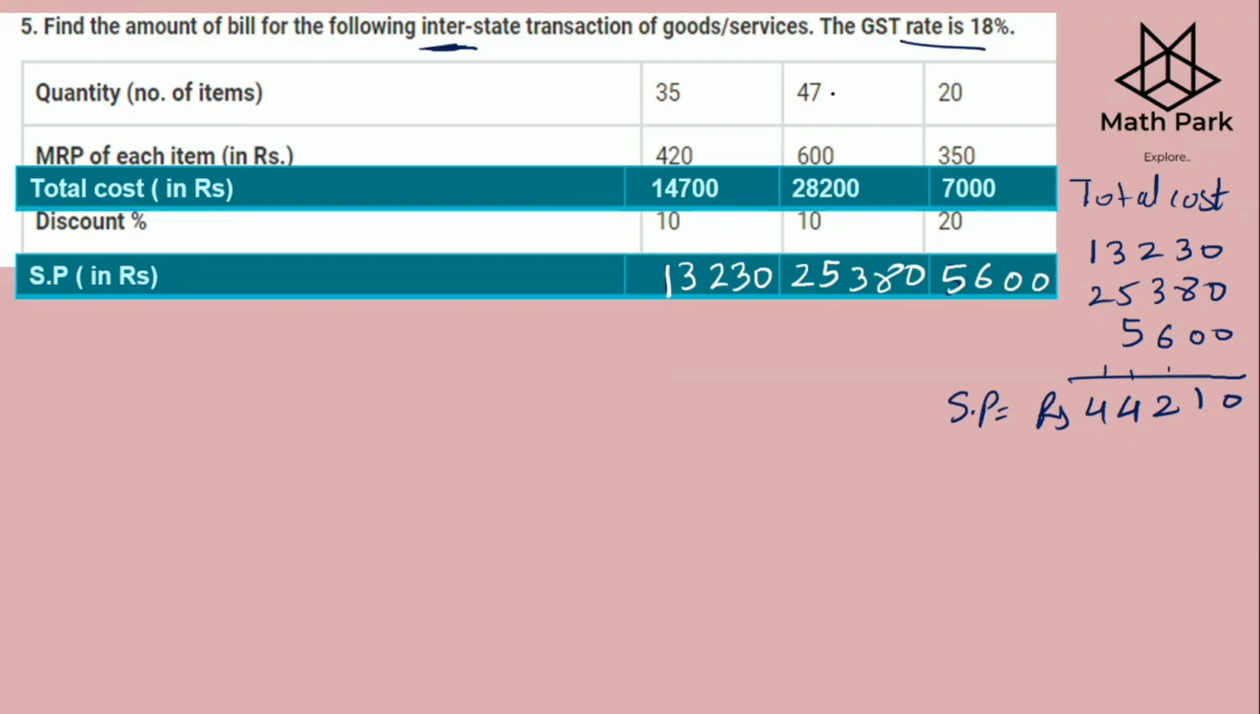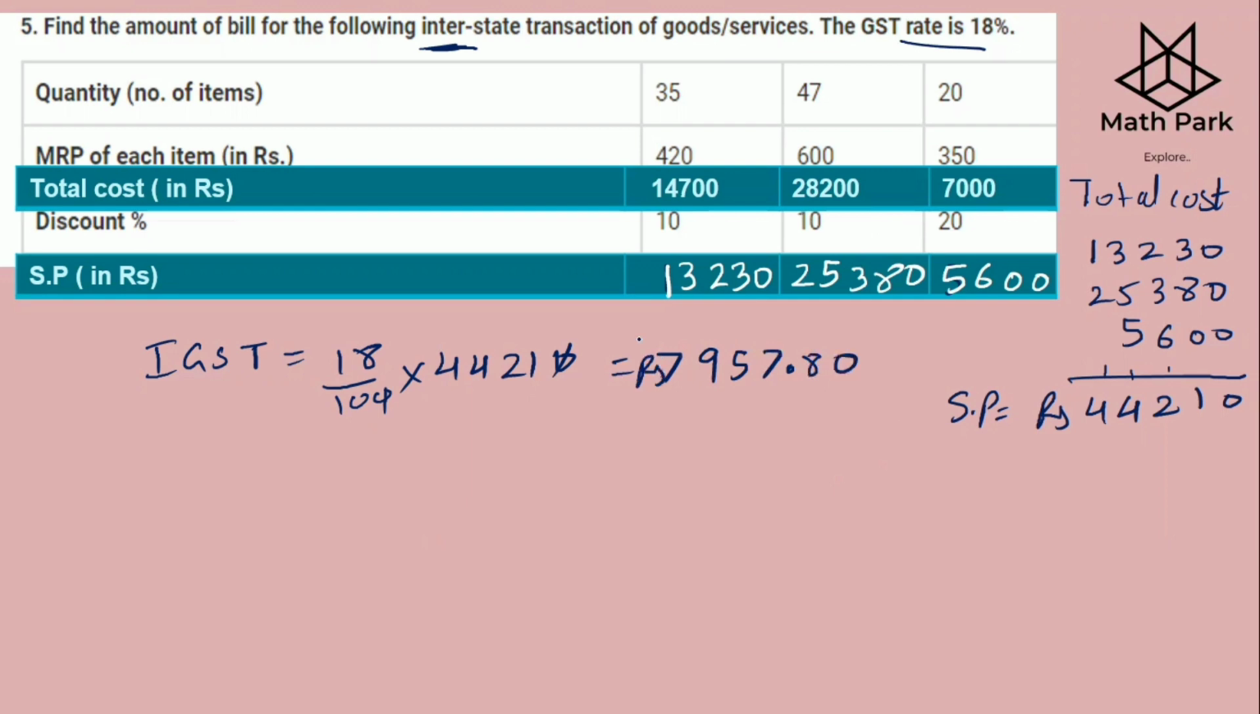Now the GST rate is 18% and it is an interstate transaction. So the GST is going to be IGST. So IGST is going to be 18%, that is 18 by 100 of the total selling price, which is 44,210. So instead of cutting this, just do 1.8 multiplied by 4421. So 1.8 you multiply by 4421, you get 7,957.80. So this is your IGST.